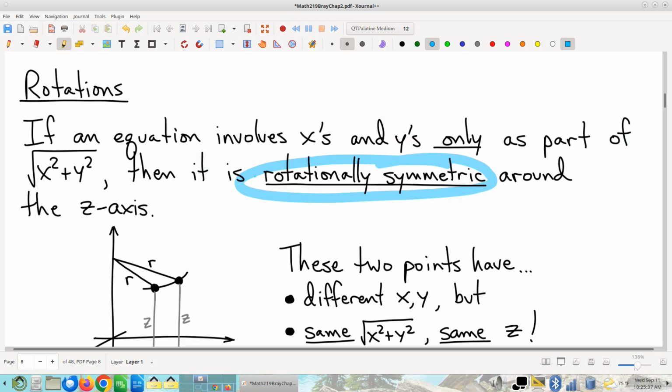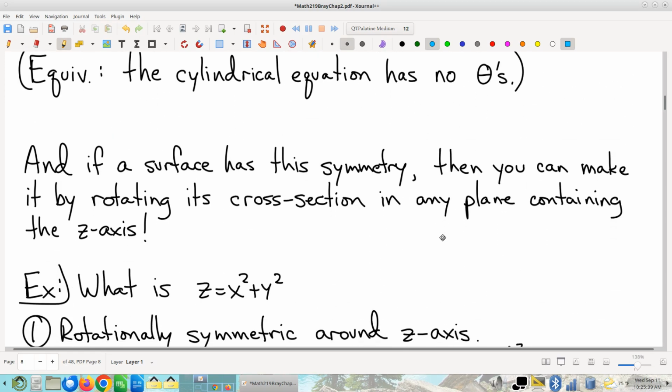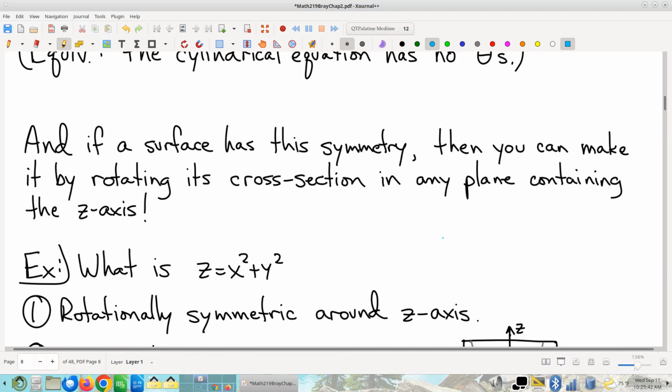rotational symmetry. Now, we're going to combine that with this next observation, which is just a geometric appeal. You just have to think this through, so take some time as needed. But if a surface is rotationally symmetric around the z-axis, if it's literally rotationally symmetric, then it is a rotation. And furthermore, it's a rotation of its cross-section in any plane containing the axis. Again, just geometric appeal. Let me show you an example of this in action.